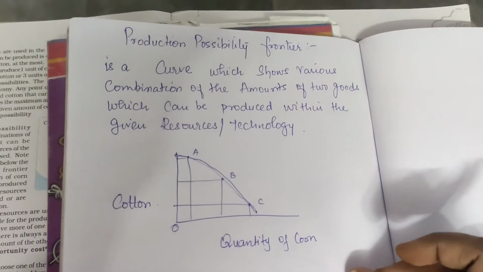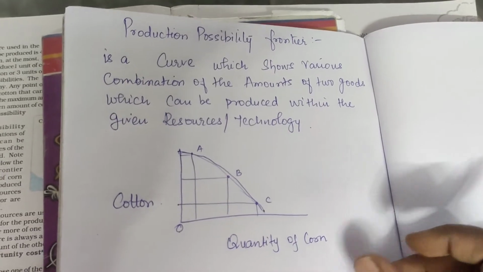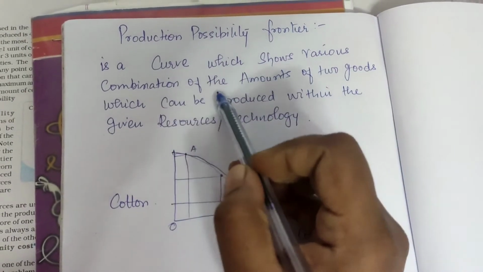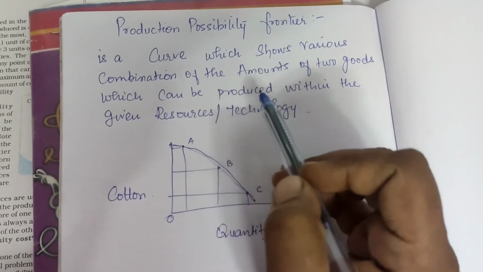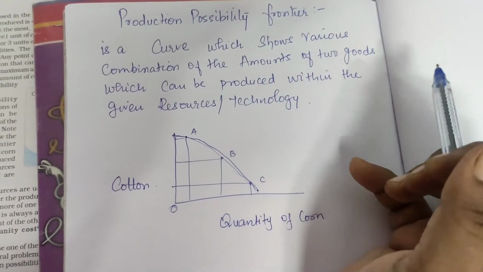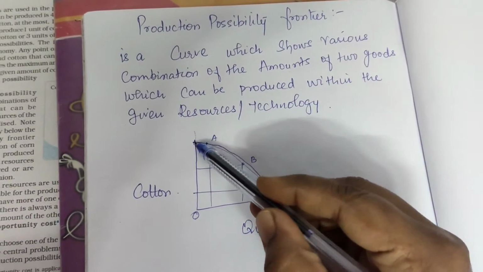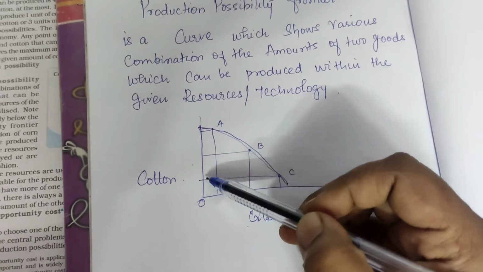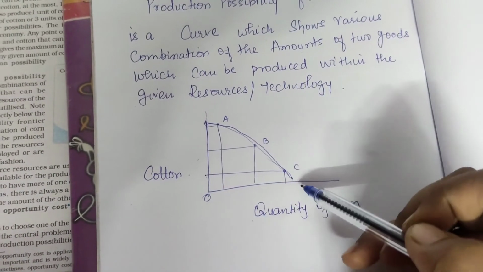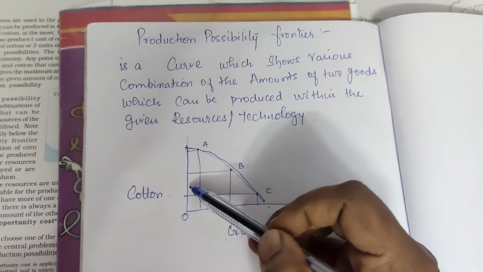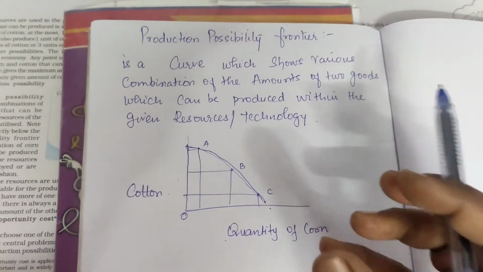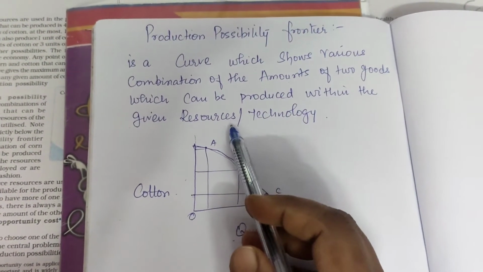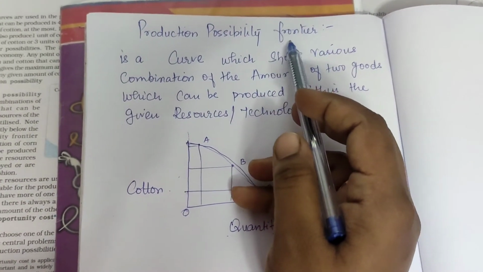In the 2 mark section, the question is asked: production possibility frontier. The production possibility frontier is the curve which shows various combinations of the amount of two goods which can be produced with the given resources or technology. With the available land, the producer can produce the maximum of cotton, then he can produce the minimum of corn, and if he is producing the maximum of corn, then he can produce the minimum of cotton. Why? Because of his available resources. So the combination of two goods which he can produce with his available resources is called the production possibility frontier.